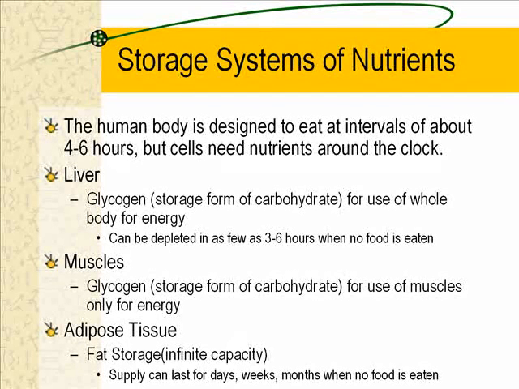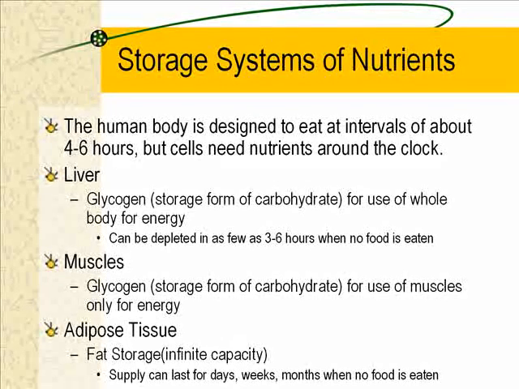Now, as we take in nutrients, we need to keep in mind that sometimes we take in more than we might need at any individual setting. So when we have a meal, typically we're consuming more calories than we're going to burn in that particular setting. So our body has a nice, sophisticated system for storing that energy for later use. Our body's really designed to eat at intervals of about 4 to 6 hours, but keep in mind the cells still need those nutrients around the clock.